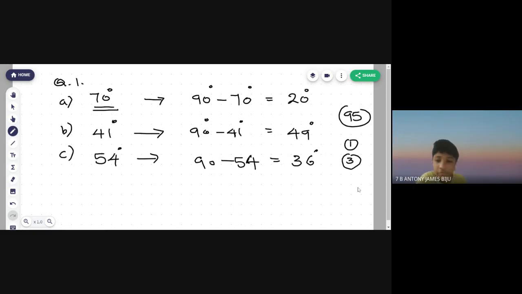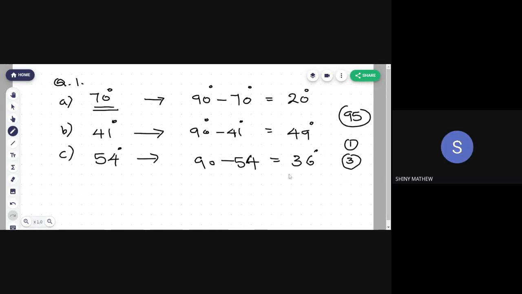Do you have the textbook? Just open page number 95. The difference in measures of two complementary angles is 12 degrees, in the brown box. Try this from there. So those two questions you can do as homework: main question number 1 and main question number 3.